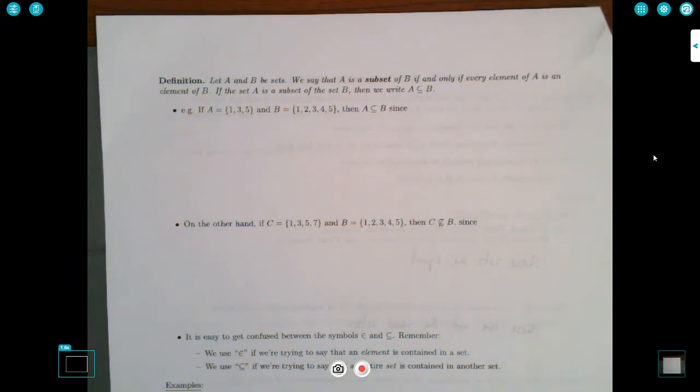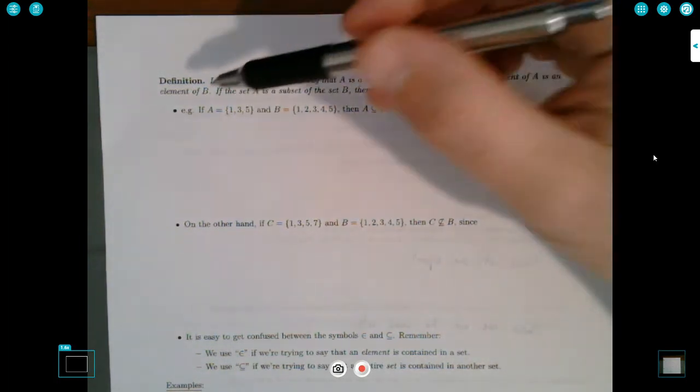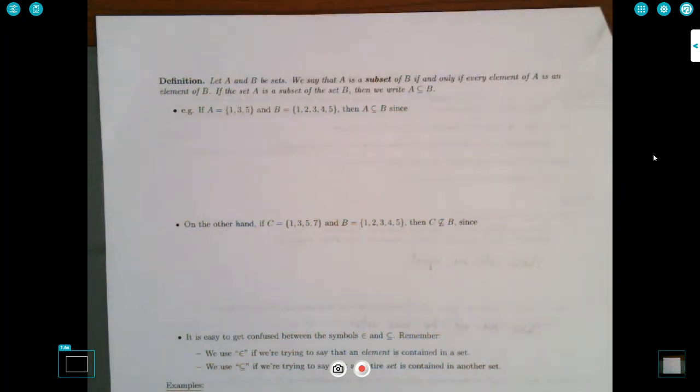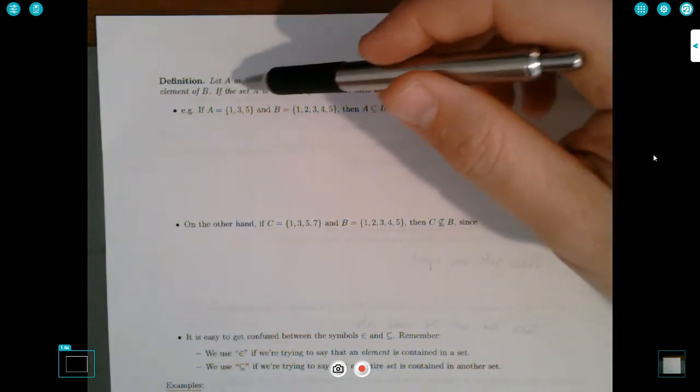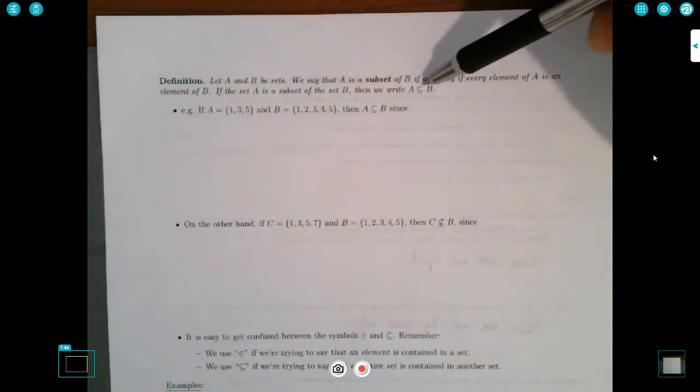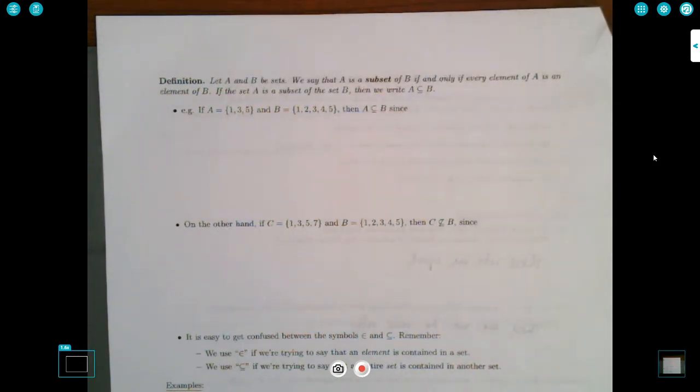Another way to say that is, all of the elements of A have to be an element of B in order for A to be a subset of B. Now, if A is a subset of B, then we use this symbol. We say A is a subset of B. So they're not equal, but A sort of fits inside of B, you might say.